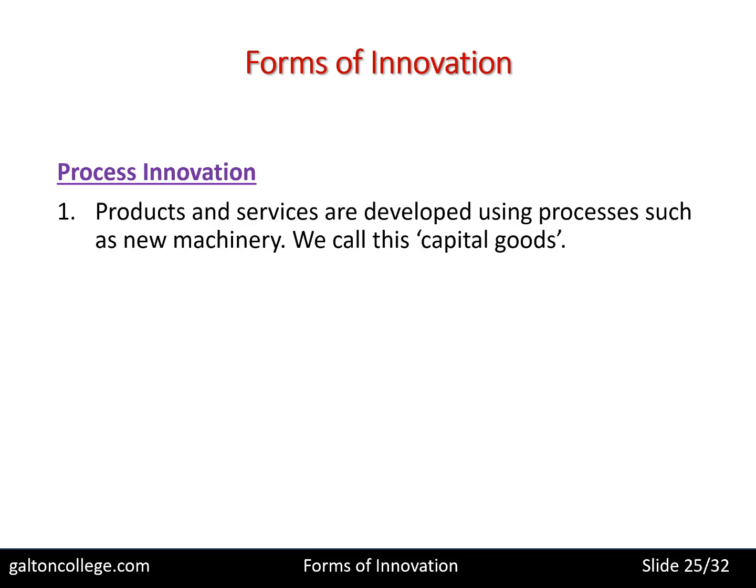Products and services were developed using processes such as new machinery, and this is called capital goods. So we use capital goods to produce physical products. Factories may have machines that produce machines that go on to make final products. Or it could be a long process. We could have machines making machines that make machines that make the product. So we have capital goods, and the capital goods themselves will be subject to innovation.